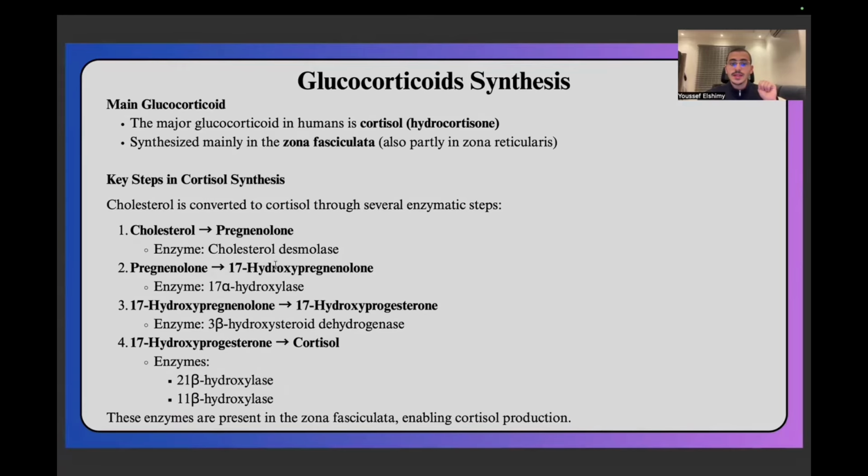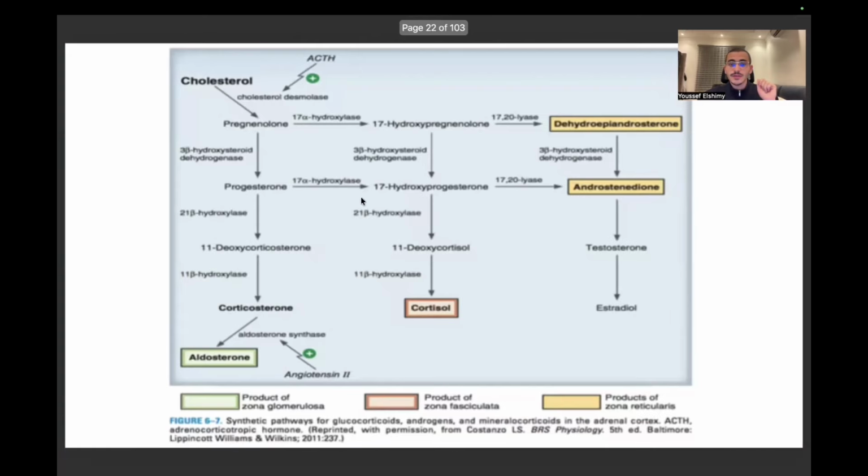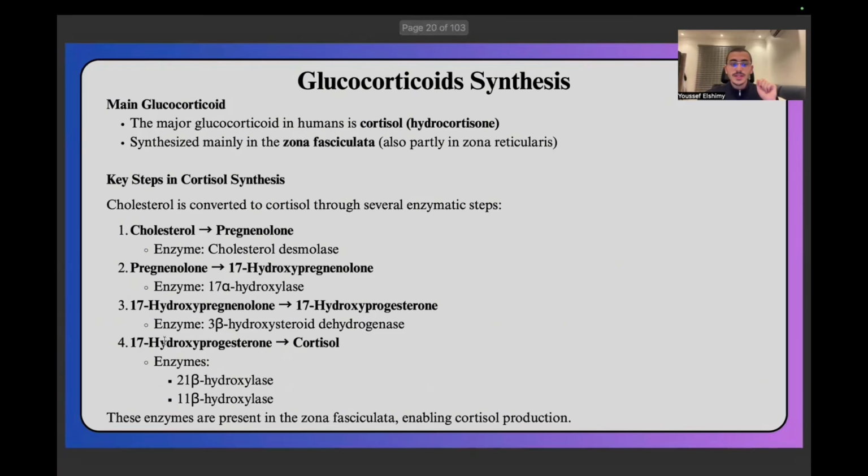Then the 17-hydroxypregnenolone is converted to 17-hydroxyprogesterone by the action of the 3-beta hydroxysteroid dehydrogenase. Finally, the 17-hydroxyprogesterone is converted to cortisol by two enzymes, the 21-beta hydroxylase first, then 11-beta hydroxylase.